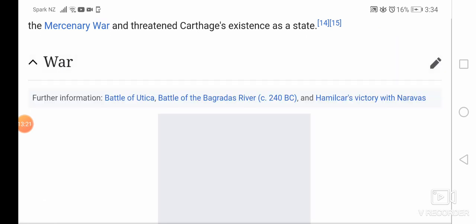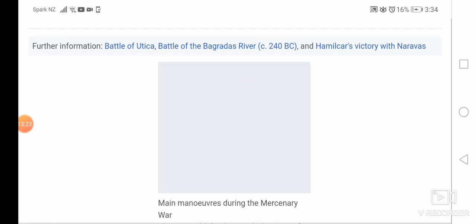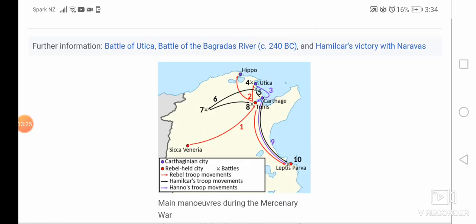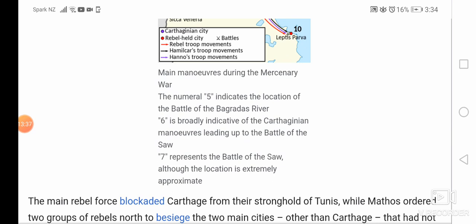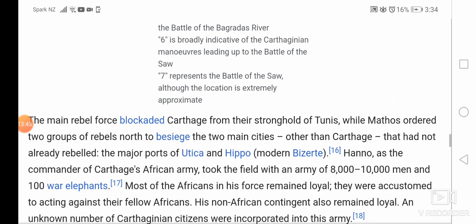War. Further information: Battle of Utica, Battle of the Bagradus River, circa 240 BC, and Hamilcar's victory. Main manoeuvres during the Mercenary War.